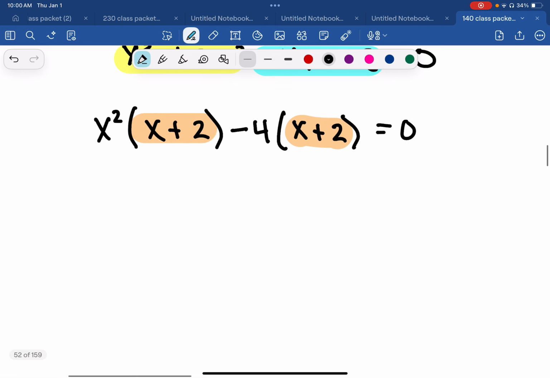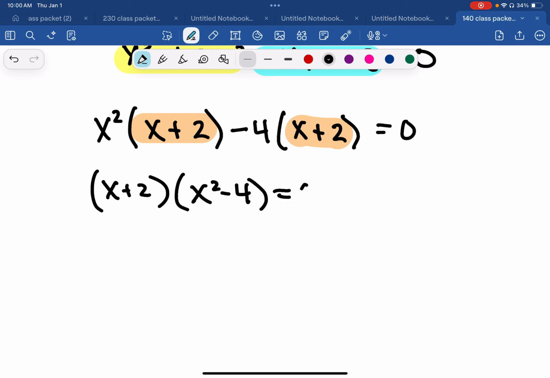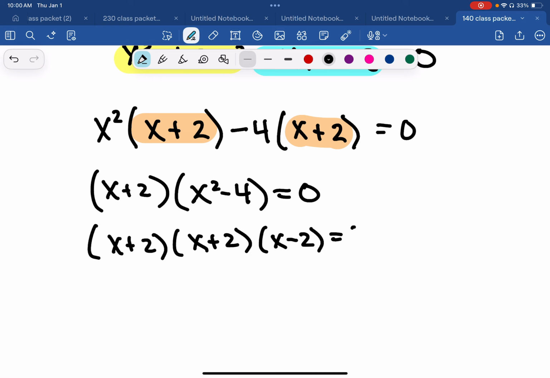Because now those two terms, remember, terms are things that are added or subtracted. So I have two big terms here. They both have an x plus 2 in them, and I can take it all the way to the front. That leaves me with an x squared minus 4. And I want to take one more step in factoring and factor that x squared minus 4 into a difference of two squares. So x plus 2, x minus 2.